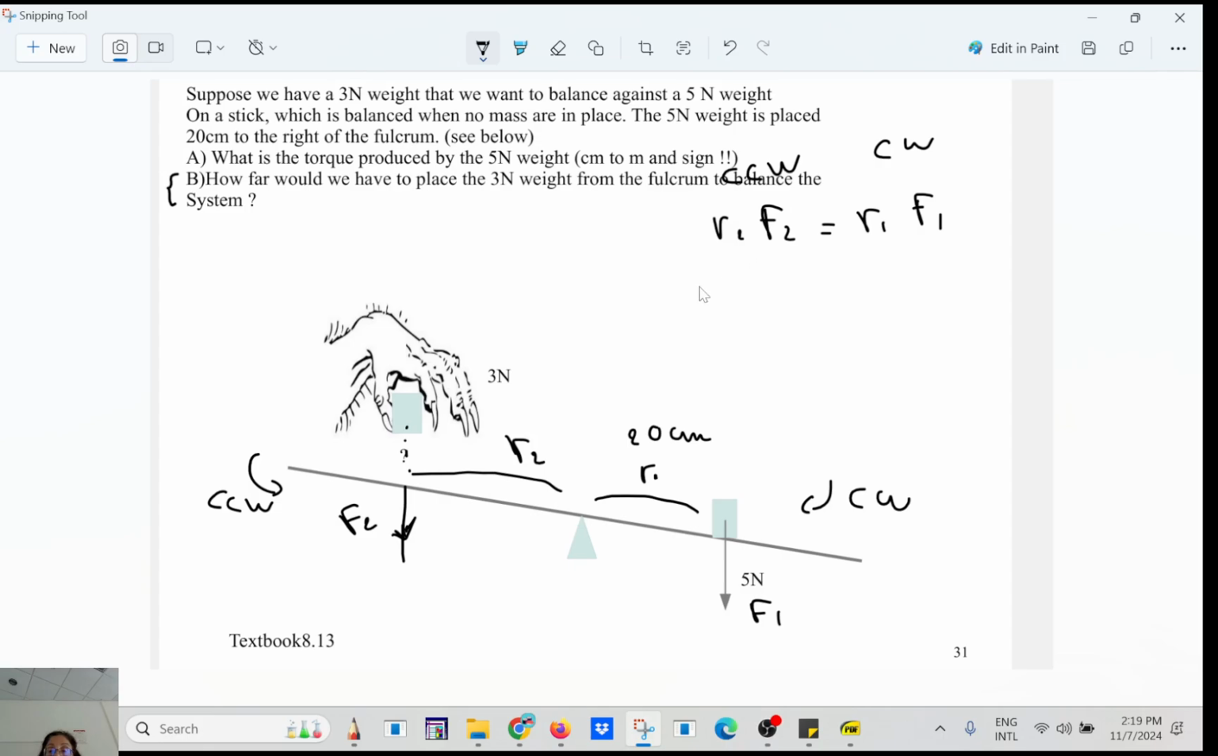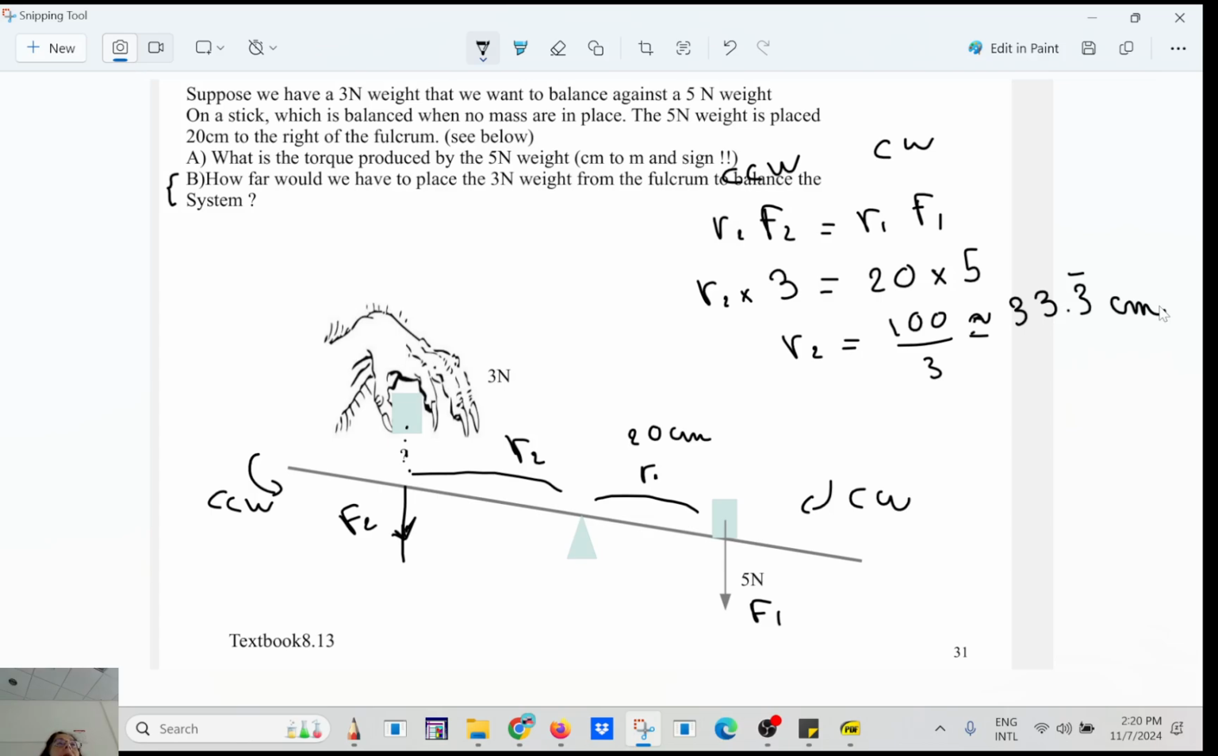Okay, so R2, that's my unknown, times 3 equals 20 times 5. And you don't need to convert as long as your answer will be in centimeters. So R2 will be, yes, 33 about. Okay? Do you agree? Yeah. Any question?